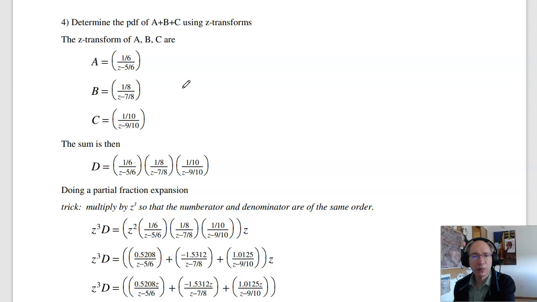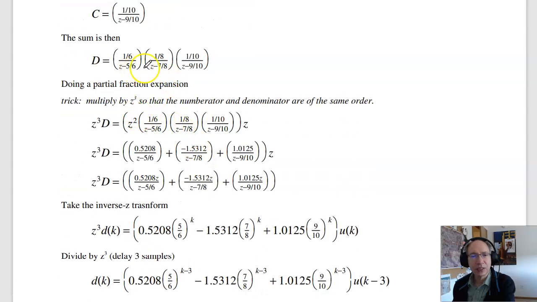Problem 4 is solve using z-transforms. So again, this is the z-transform of A, z-transform of B, z-transform of C, or in statistics, we call that the moment generating function of A, moment generating function of B. Pick your name. In electrical engineering, we call it z-transforms. D will just be the product of the z-transforms.